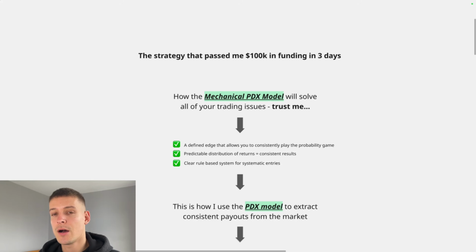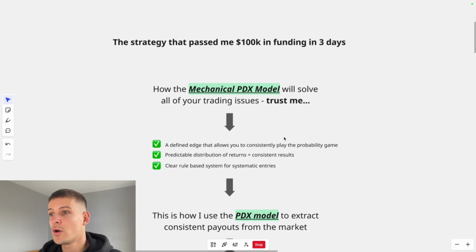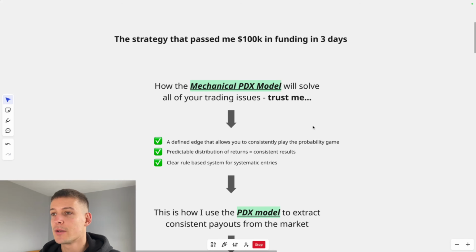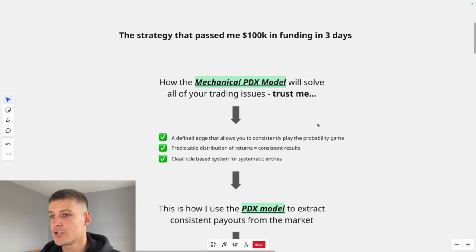Okay, so the strategy that I applied to pass me 100K in funding in 3 days was what I like to call the mechanical PDX model. Now, I'm going to go over briefly why I think this model solves the vast majority of trading issues that people come up with, and I'm going to be breaking down how the model works and how you can apply it into your trading as well. So what is the mechanical PDX model and how is it going to be able to solve your trading issues?